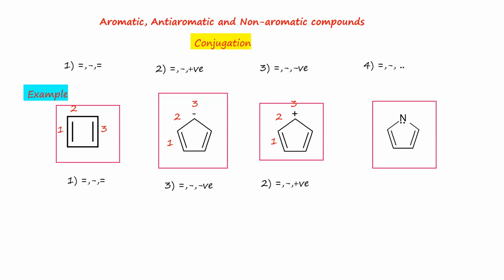And next, double bond, single bond and nitrogen has lone pair of electron which is present inside, which takes part in conjugation. So it follows the fourth rule, that is double bond, single bond, lone pair.